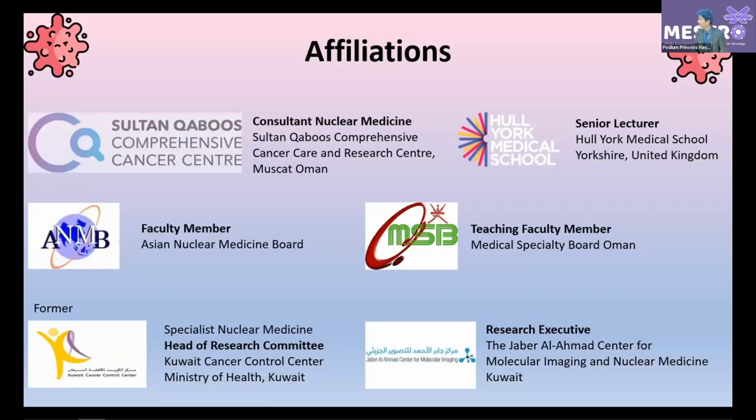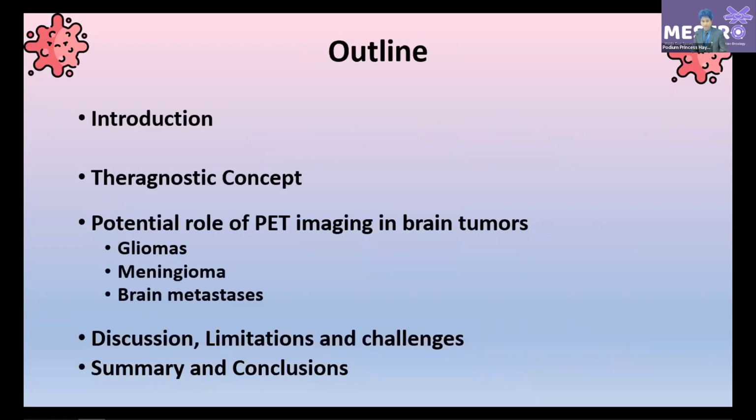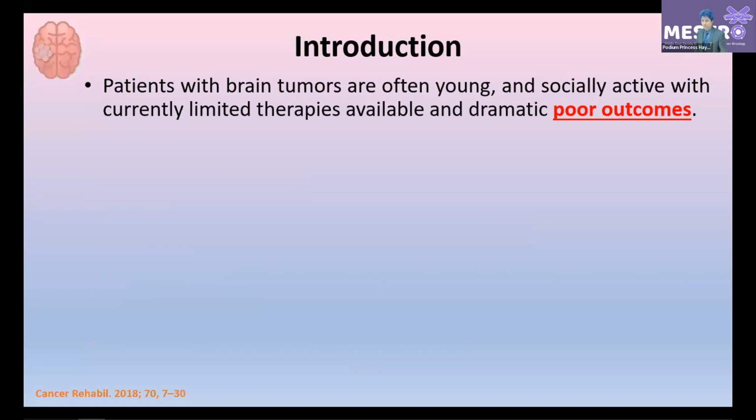There are some affiliations which are under. The outline is about the introduction, theranostic concepts, and the potential role of PET imaging or molecular imaging in gliomas, meningiomas, and brain metastasis. And finally, I conclude. So patients with brain tumors are often young and socially active, and there are currently very limited options available, and these therapies have dramatically poor outcomes.